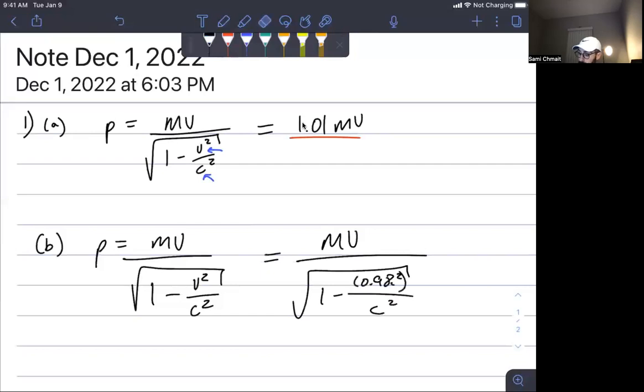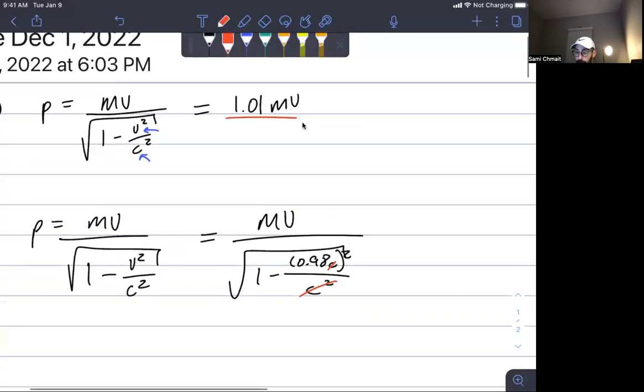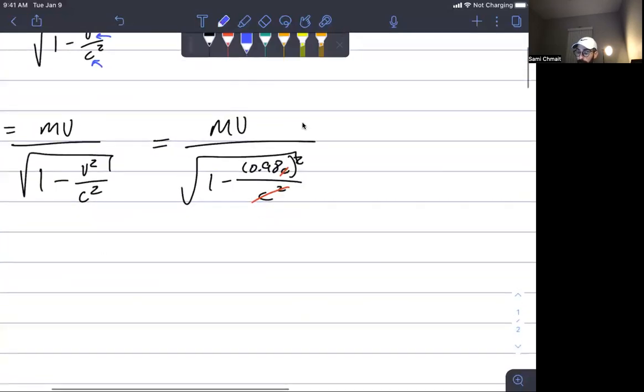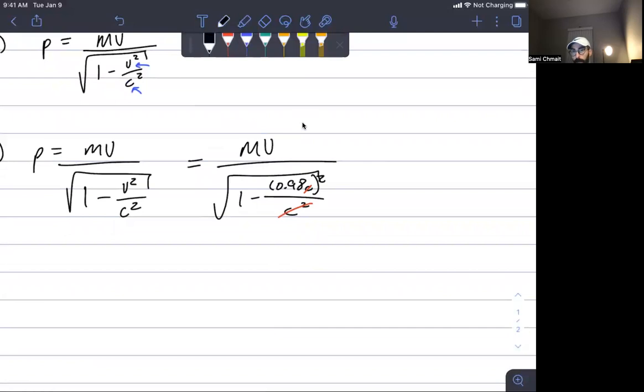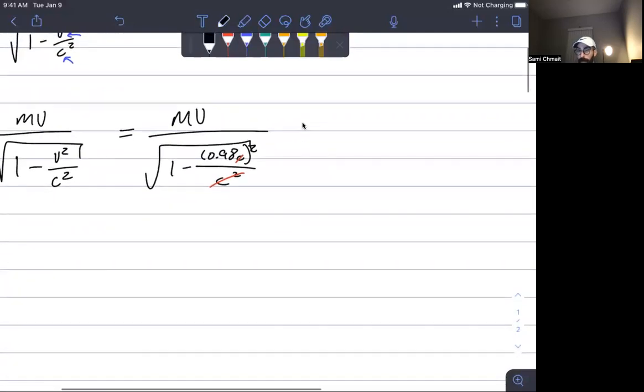I'm sorry, that should be C, and the square is out here. We'll know that that C will cancel out and that C squared will cancel out. The only thing I want to be mindful of is down here, after you do that cancellation where it's circled, it's still 0.98 squared. Don't get rid of that squared. I know that's a common mistake, a quick mistake you'll make without really thinking about it. And this comes out to be equal to 5 MV.